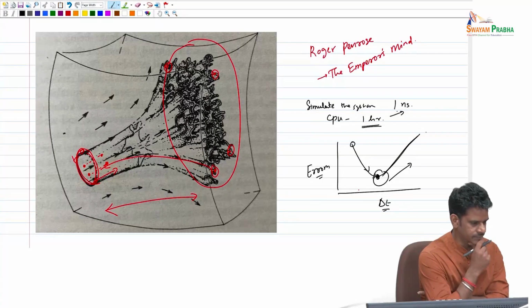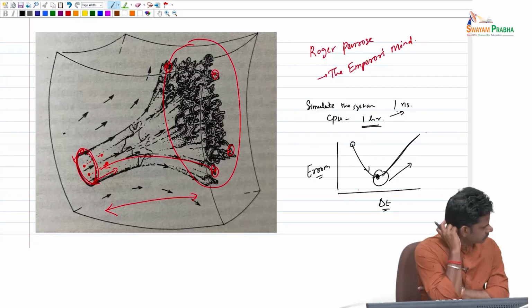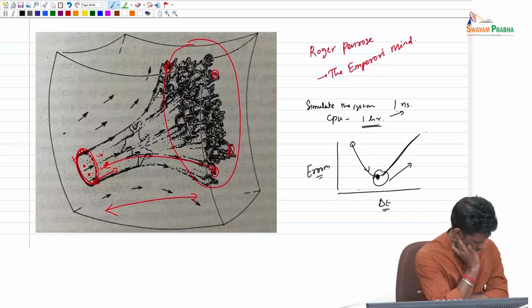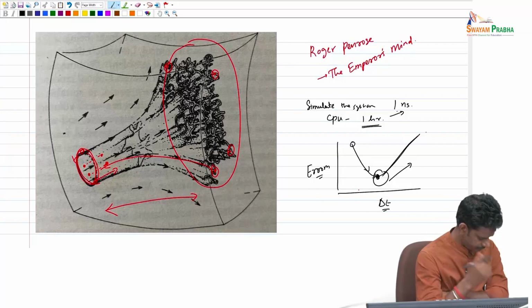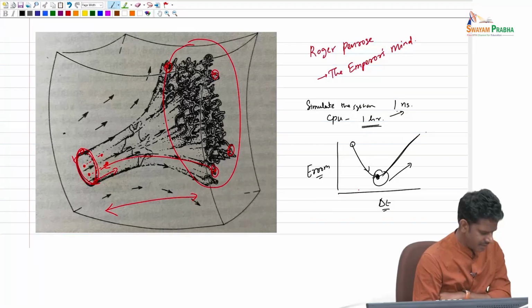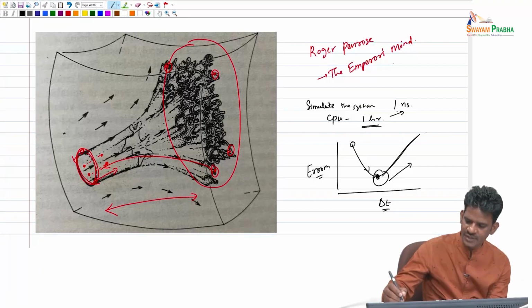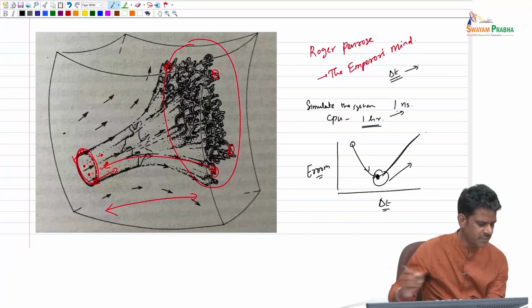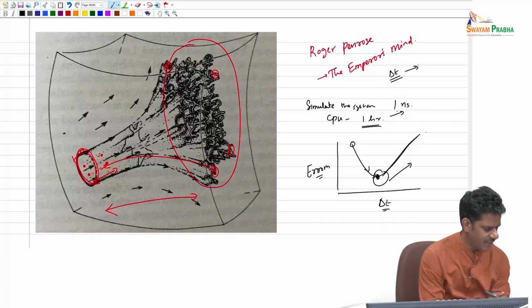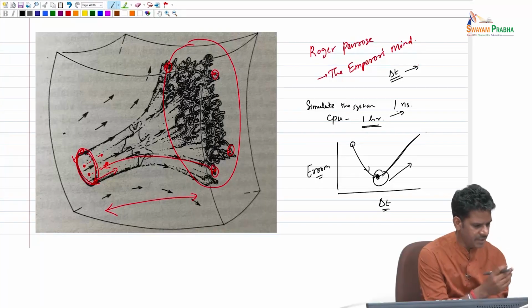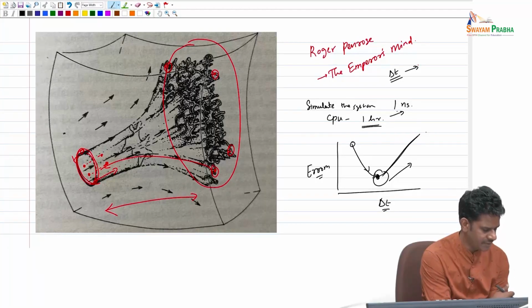Sir, if we want to calculate some phenomena for which the time scale is very small, like vibration, we cannot do that with this time step. Yeah, of course, then there will be error. That's what I'm saying. The delta t that we choose has to be much smaller than any correlation time, I mean any physical time that is involved in the system.